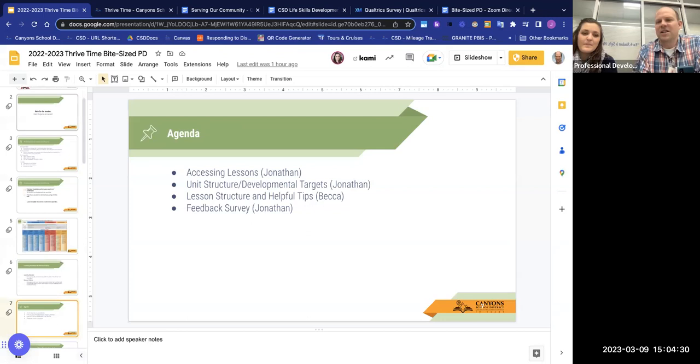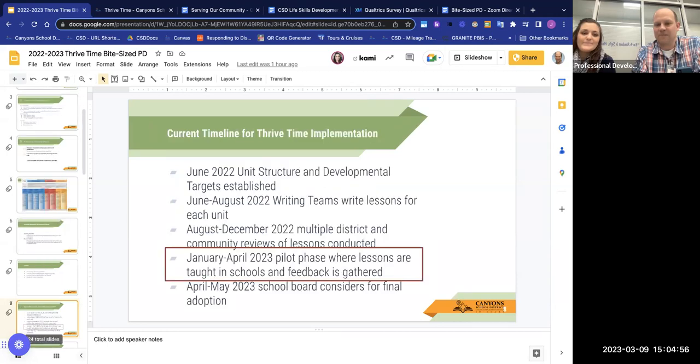So this is what our agenda will look like today. First, I will go over accessing lessons, a little bit of the history of how we ended up at this point, and then talk about the unit structure and developmental targets. Becca will take us through what a lesson looks like and give some great helpful tips. And then I'll talk a little bit at the end about the feedback survey that we need to gather information to help our lesson development.